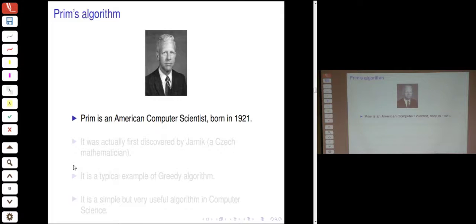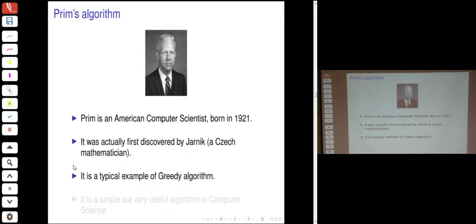Now it's time to introduce him. He is an American computer scientist. Actually, he's a mathematician and later became a computer scientist. He was born in 1921, and I think he's still alive, at least on Wikipedia. This algorithm was actually discovered by somebody else, Jarnik, a Czech mathematician, but it was adopted in computer science, so it got the name Prim. Some people call it Jarnik-Prim, and sometimes there's another name, Dijkstra. So there are several names. Never mind, it's the same algorithm.